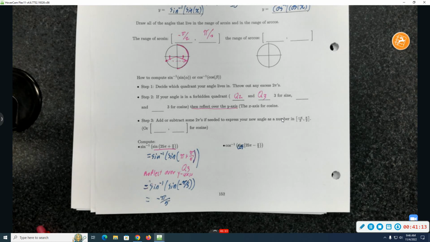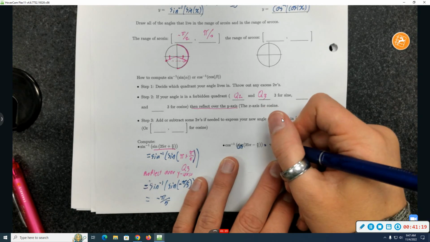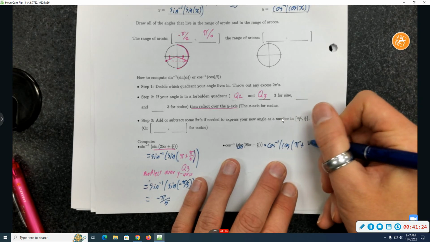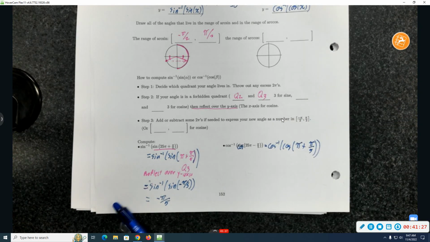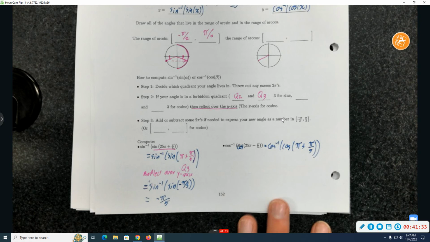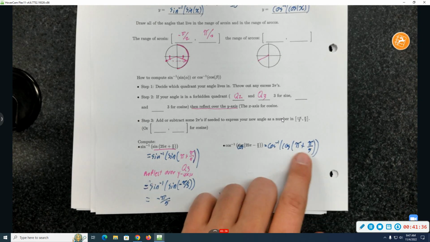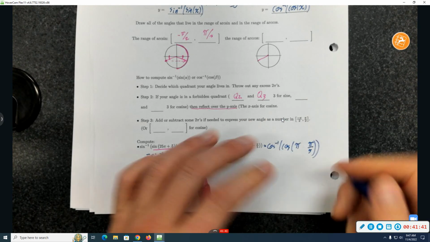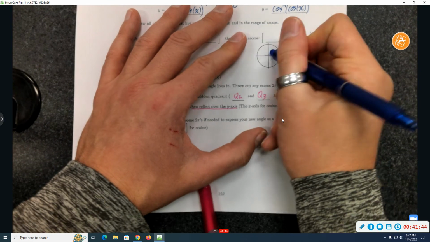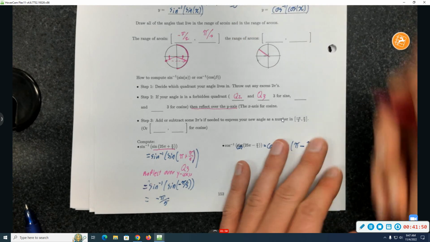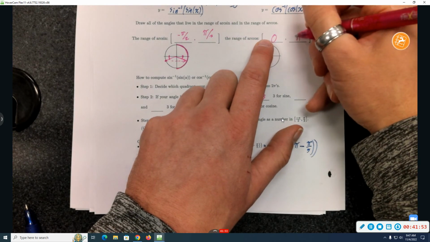So step 1, are there any excess 2 pi's we could throw out? 12 of them. So this is the same as cosine inverse of the cosine of pi plus pi over 5. And same question, what quadrant is that in? Quadrant 2. And let's remember, the range of inverse cosine is 0 to pi.